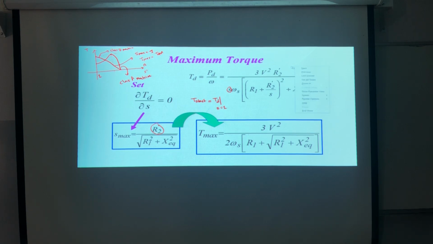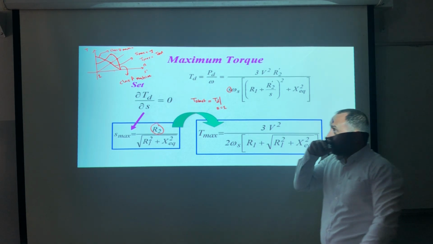Okay. So let's go to the math. So let's assume that we have the following torque speed characteristic. Now, which one has higher slip? Class A or class D? Higher slip. Yeah. D.